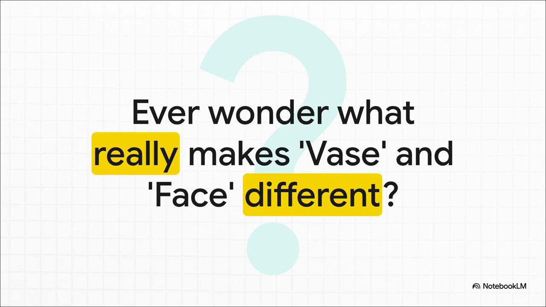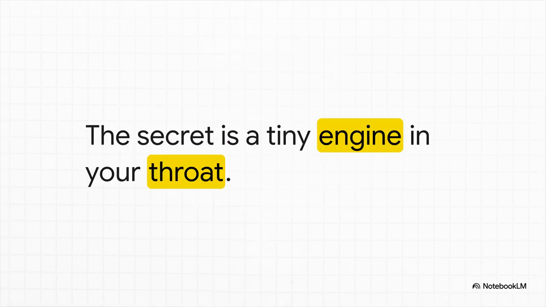I want you to say two words out loud for me. Go on. Vase. And now, face. Feel that? Your lips, your teeth, they're in the exact same spot for both words. So what is the actual difference? It's something you feel way more than you see. The secret? Well, it's a tiny little engine you've got in your throat. And when you said vase instead of face, you just flipped the switch and turned it on.